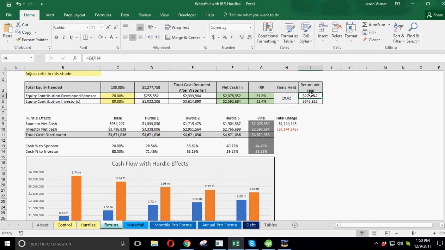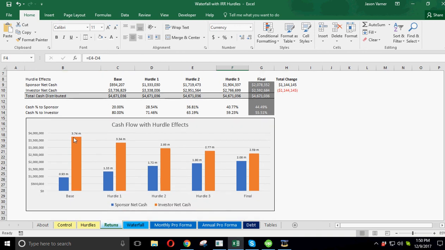You can see the investor puts up $1 million and they're only getting 300,000. Not that much more than the sponsor, which is putting in about 20% of what the investor is putting in. But again, the sponsor is doing all the work, so that's why there's that there. But yeah, this is a nice grid to show.